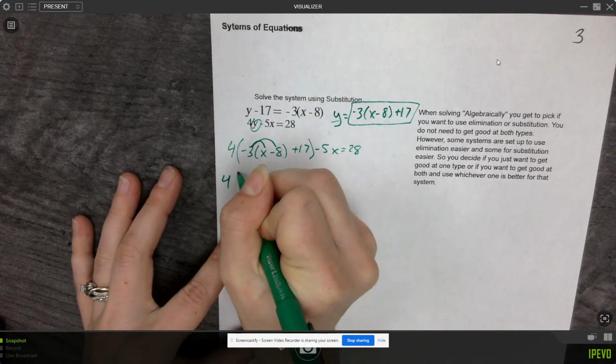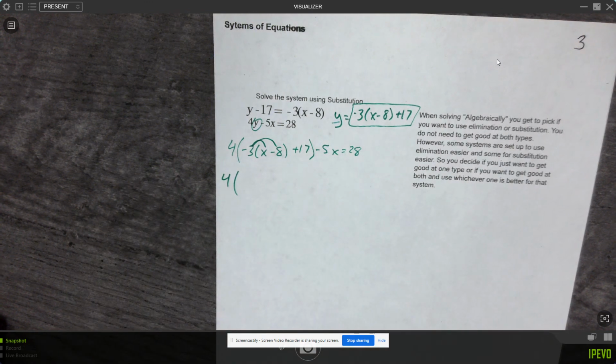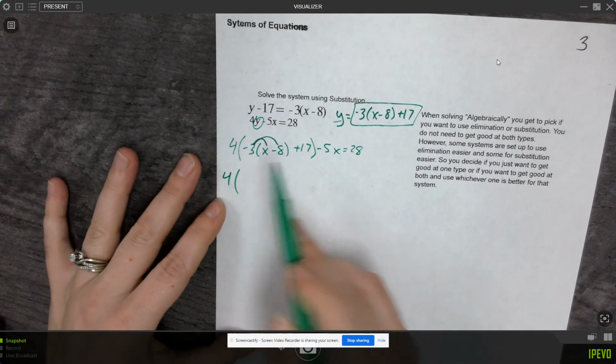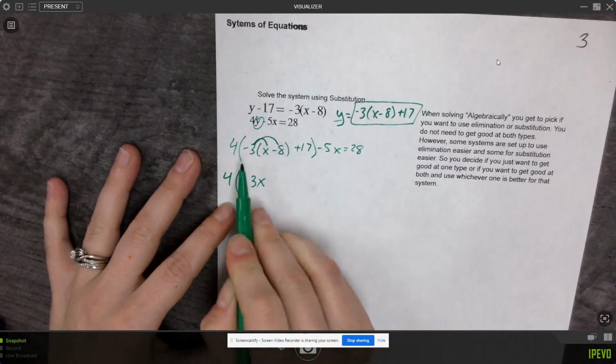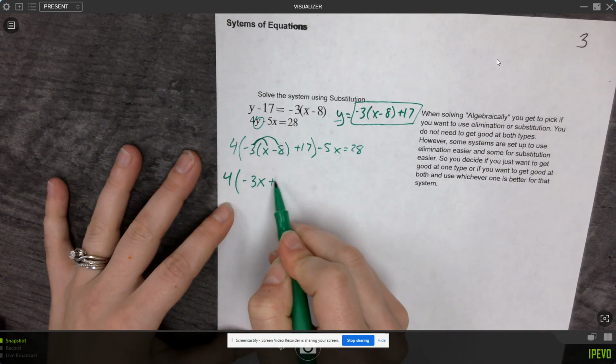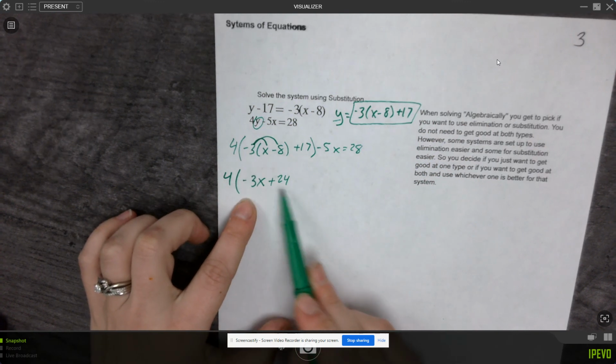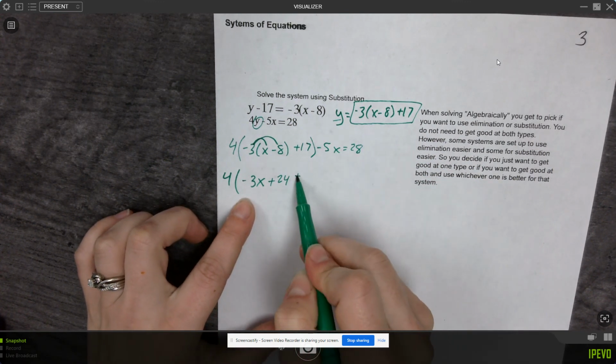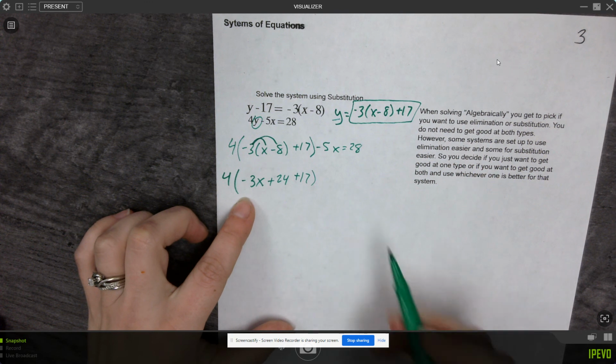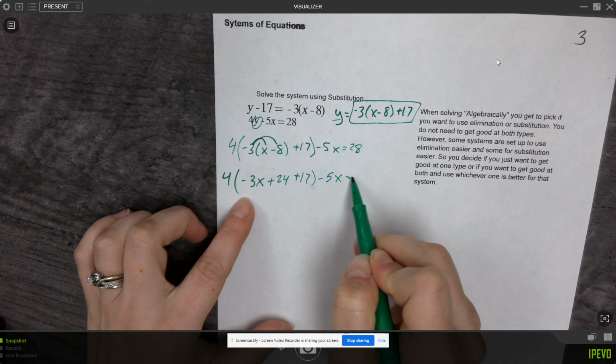So leave that 4. Still leave the parentheses on the outside. I haven't done anything with that. Negative 3 times x is negative 3x. And negative 3 times negative 8 is positive 24. Now those parentheses get to drop because I distributed the negative 3. Bring down your plus 17. Close your parentheses. And then everything else is the same so far.